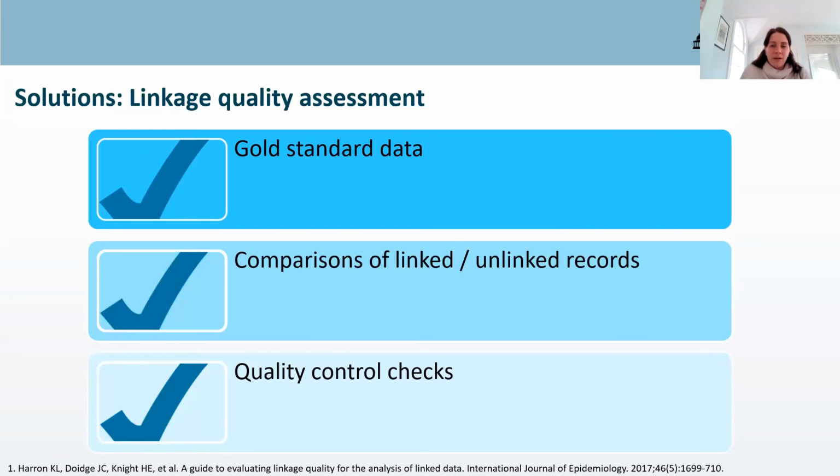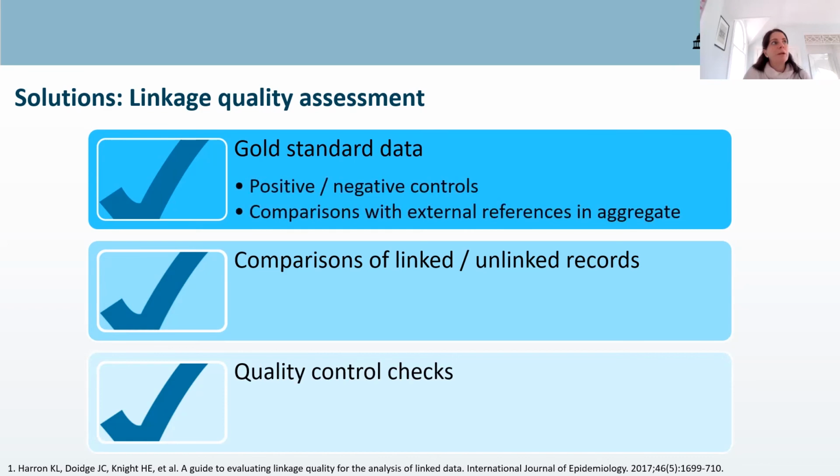Okay, so there are a number of ways we can think about evaluating quality, and I've given some examples of these already. So we can compare with gold standard data, whether that's a subset of the data where we know the true match status or an external reference data set. We can try and find positive or negative controls, so records that we know definitely should have linked within the data, or those we know definitely shouldn't have linked, to estimate error rates.